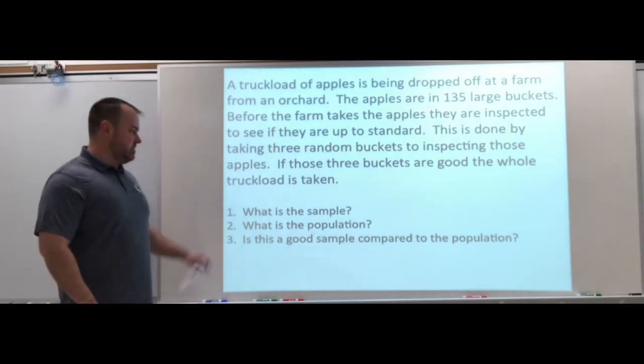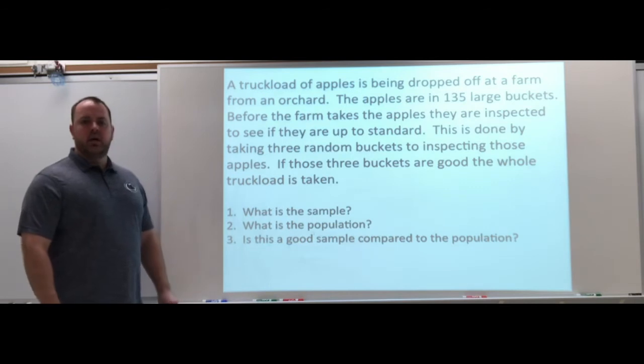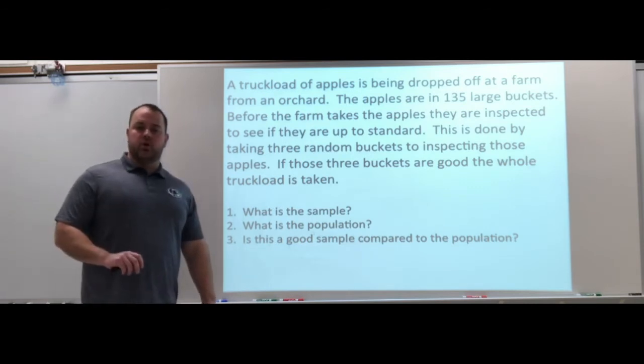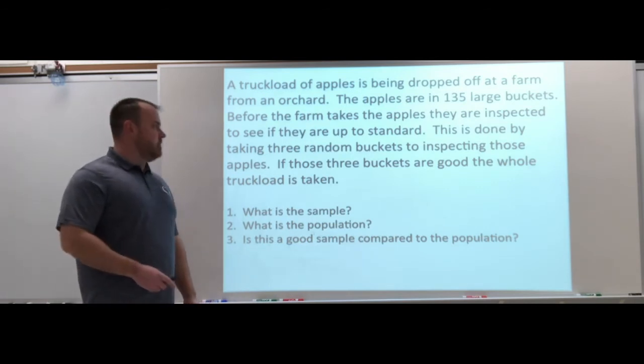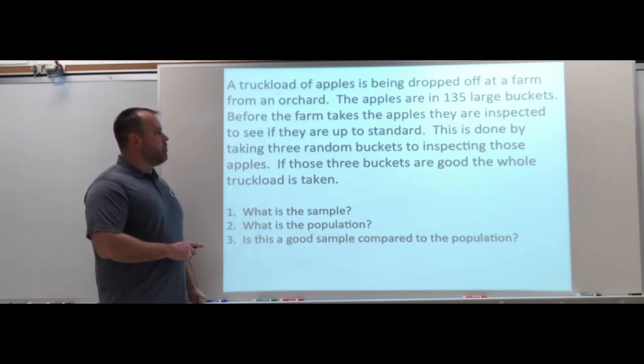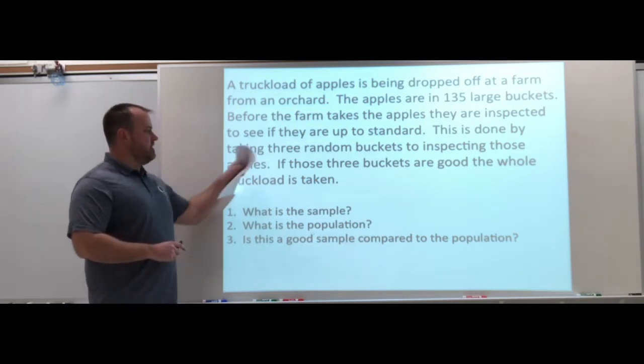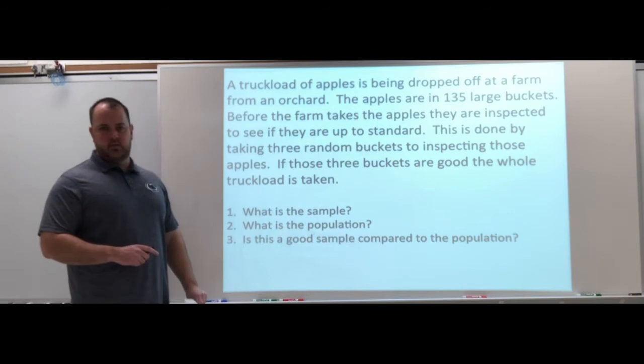Okay, so I'm asking you, the sample. Our sample here is going to be the 3 large buckets. And it is important to note, they were randomly selected, taking 3 random buckets to inspect them.